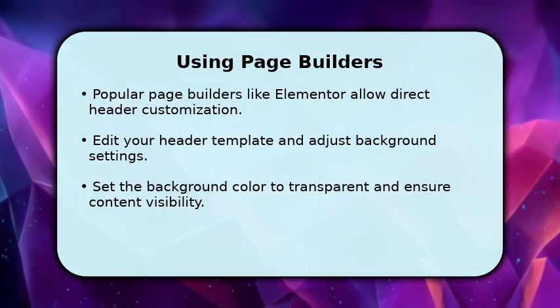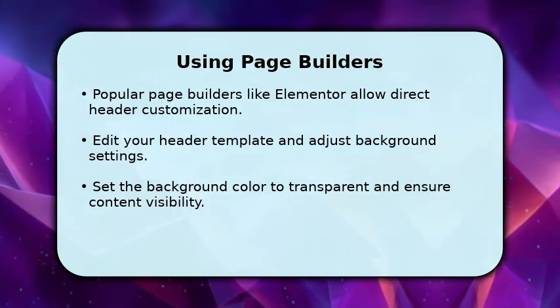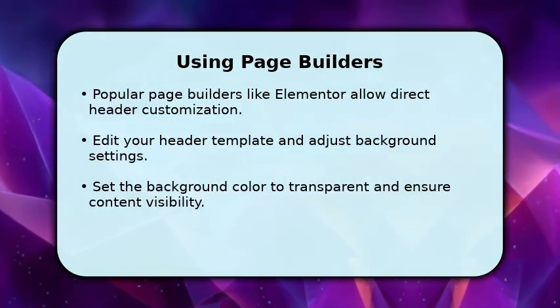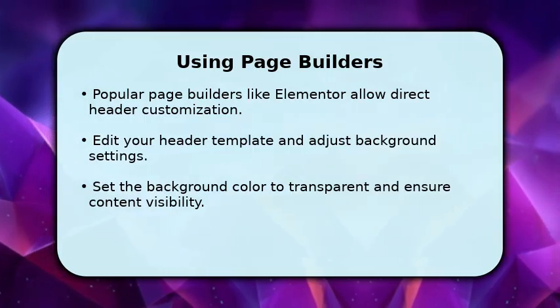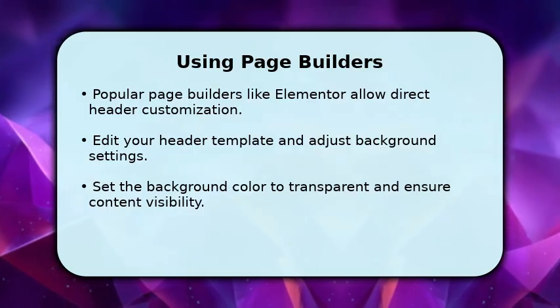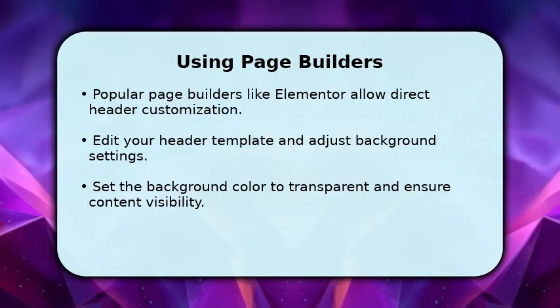Select the header section or container, then locate its style or background settings. You can typically set the background color to transparent or use a color picker with an opacity slider. Remember to adjust your logo and navigation link colors for optimal contrast against the content below.